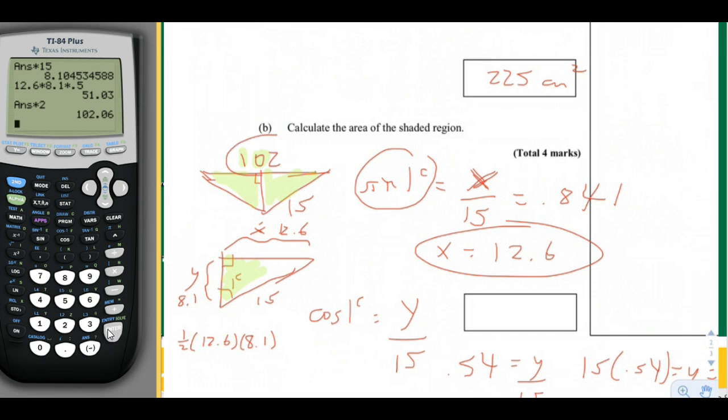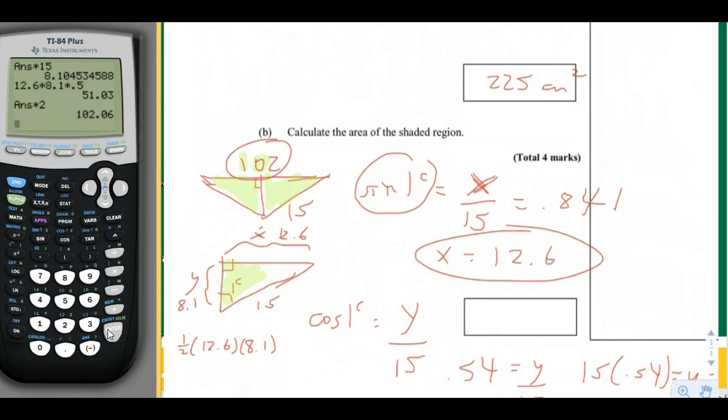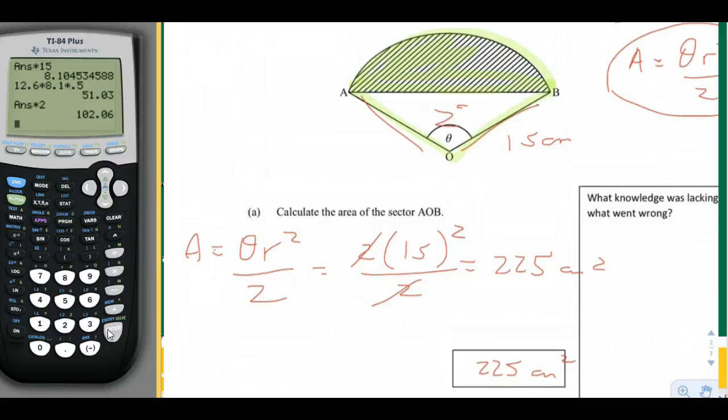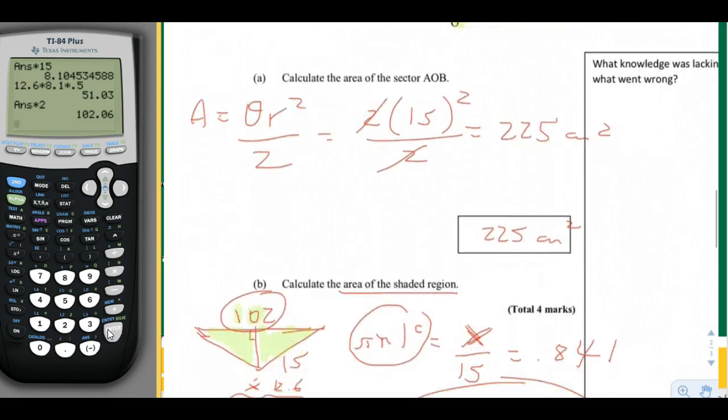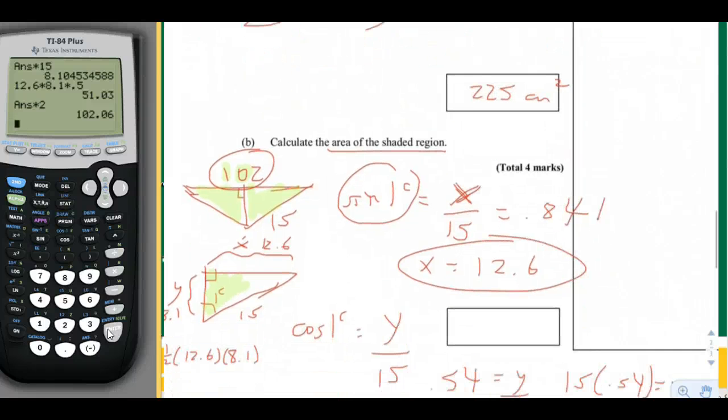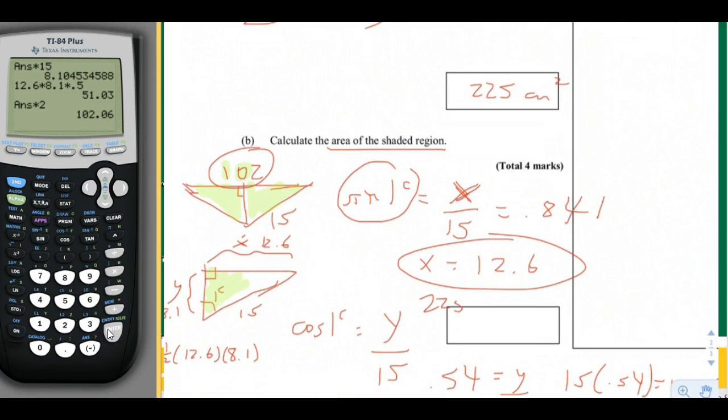Now what do we need to do? They want the area of the shaded region. Now look at the shaded region. The shaded region is 225, which is this whole region, minus the ice cream cone, which is 102. So actually what we want is 225 minus 102, which is equal to 123 centimeters squared. Right? Yeah. Okay, and that's it.